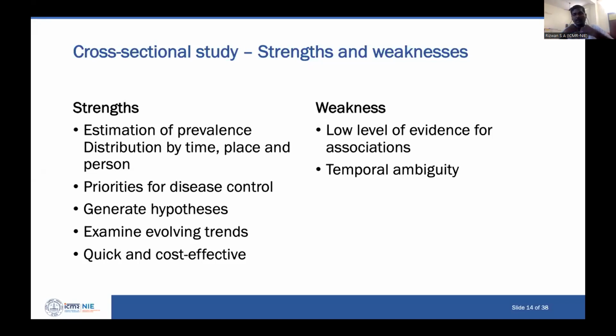What do I mean by temporal ambiguity? Since we are measuring the risk factor and the outcome at the same point, we don't know which comes first. So it is like the chicken and egg scenario. We don't know which came first because both of them were measured at the same time point.